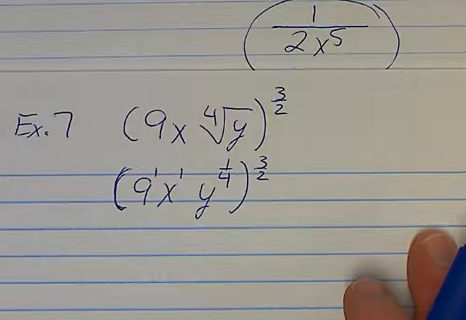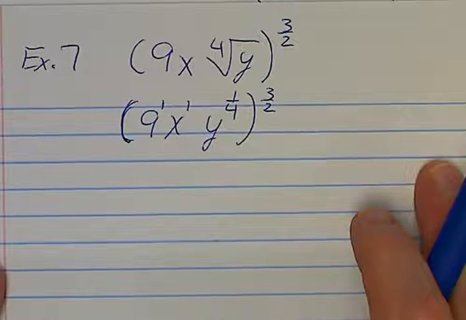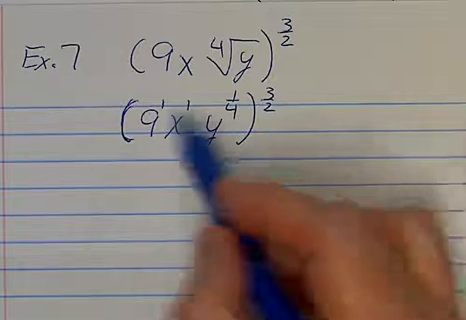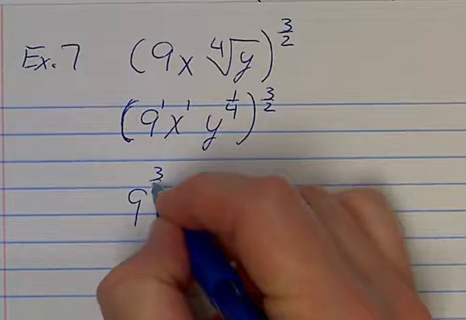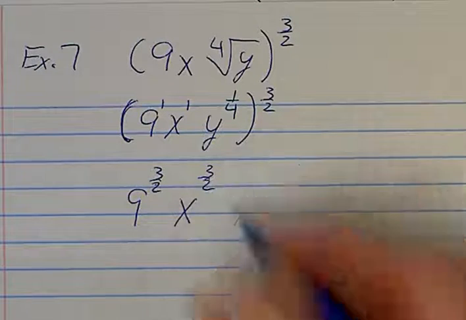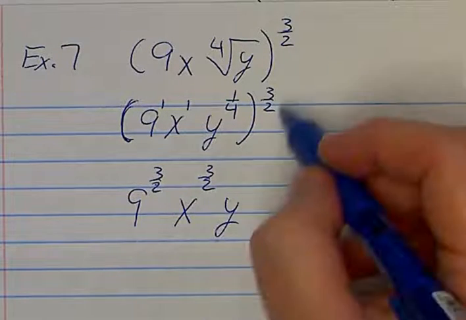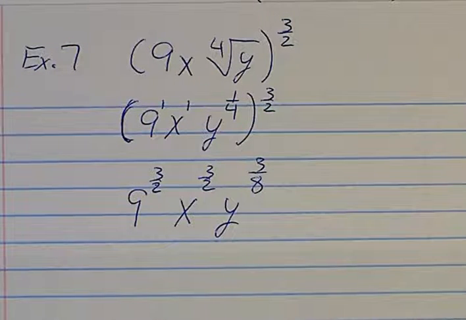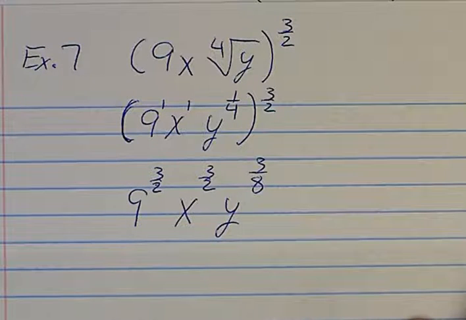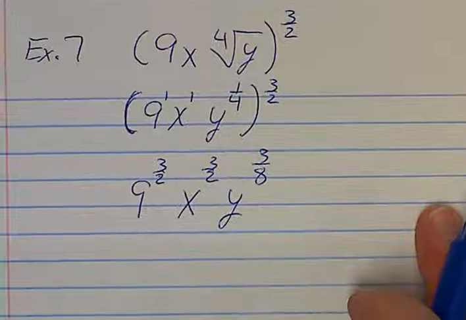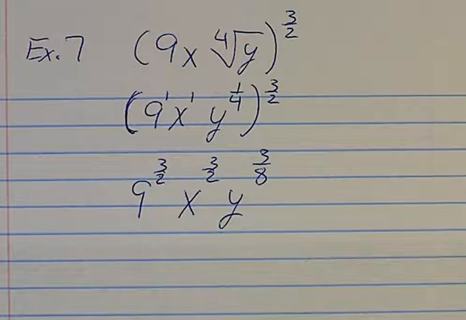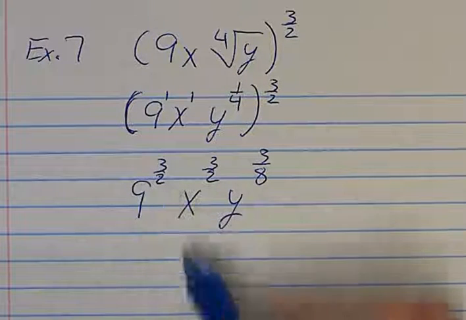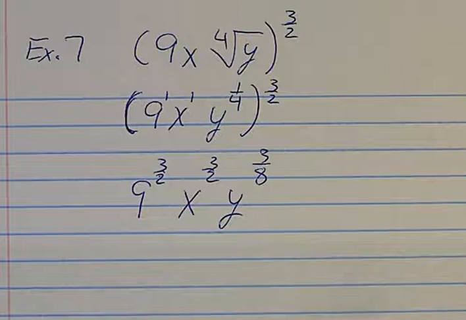And once we've got everything written so they all have powers on them in exponent form, then you can take the 3/2 and multiply it by all the powers. So that's 9 to the 3/2. That's x to the 3/2. And for the y, that's going to be 3 over 8. Okay. And then we're going to simplify each little piece as much as we can. We're going to simplify the 9, we're going to simplify the x, and we're going to simplify the y. And each one of those things individually, when we put it all back together, is going to be the answer.